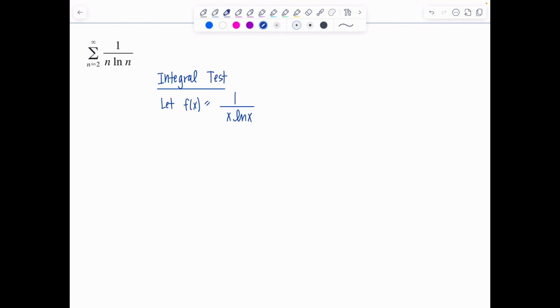And I have to check that the 3 conditions of the integral test are satisfied before I can proceed. So first I have to check, is f continuous on, in this case, the interval from 2 to infinity? Because notice that matches the index of summation. Well, what's the domain of f? What's the domain of our function?